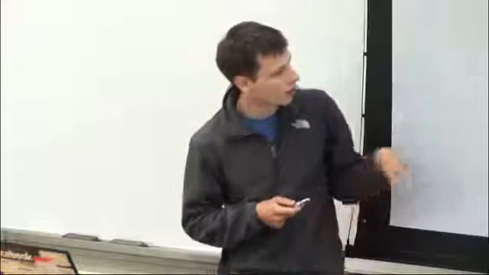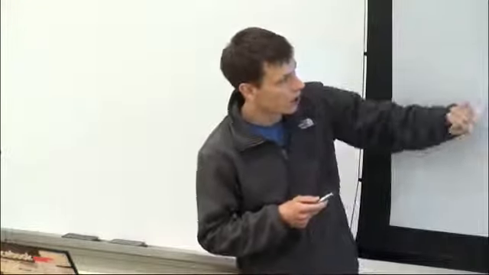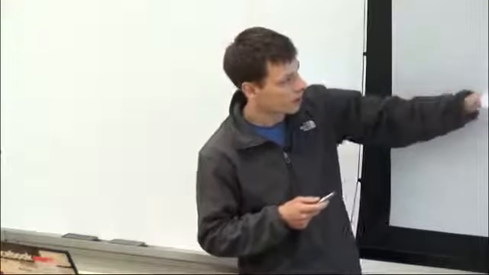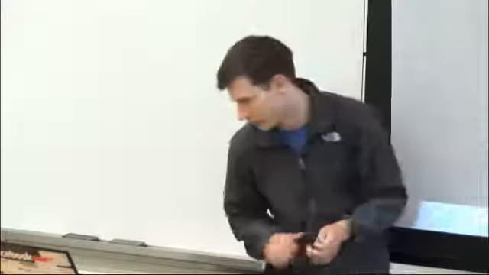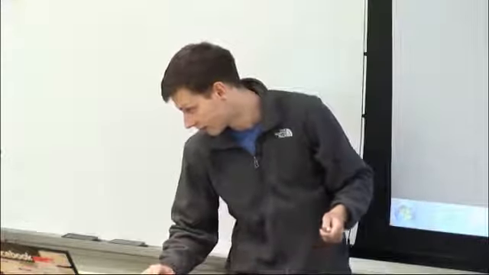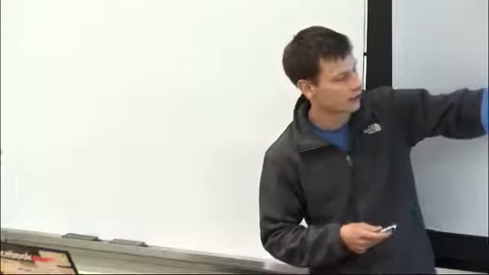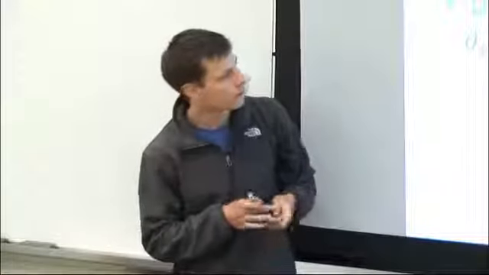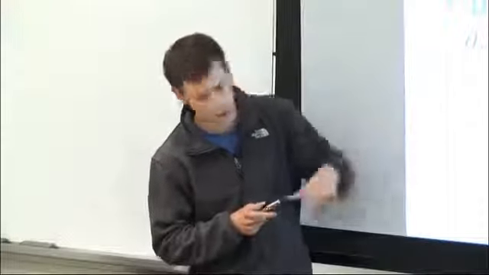We think of the domain as being a collection of subsets of some universe, and we look at a certain element x in this universe, and we try to add it to a certain subset S where it is not yet present. We look at the marginal value, the marginal increase when we add this element to this subset, minus the value on the original subset. So this is a discrete derivative on set S with respect to element x.